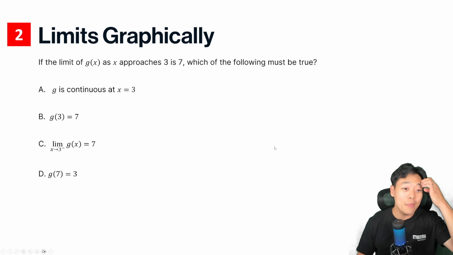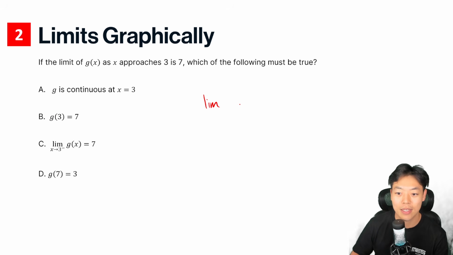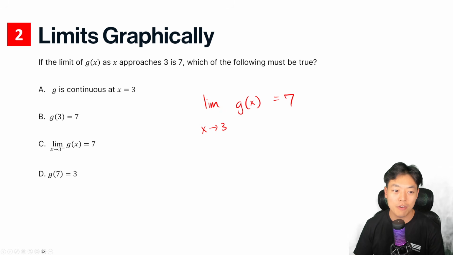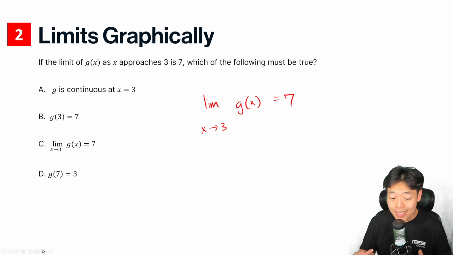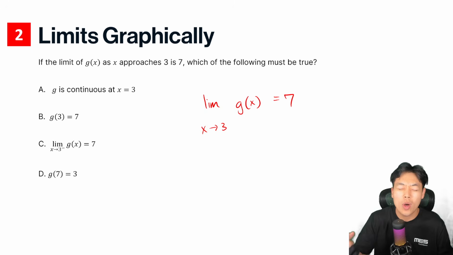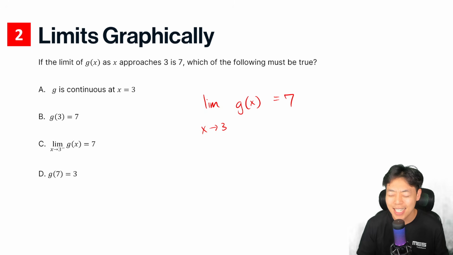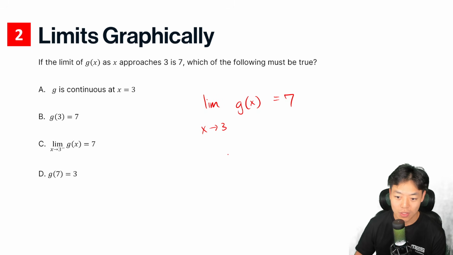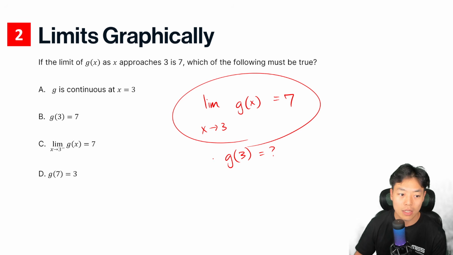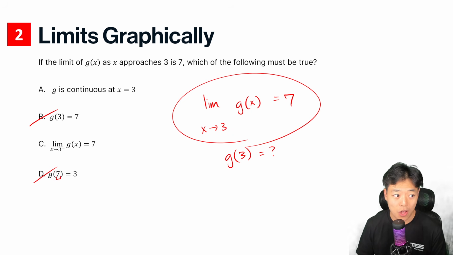One more. If the limit of g of x, let's write this down. If the limit of g of x as x approaches 3 is equal to 7, which of the following must be true? Well, the limit, again, only tells us about the approach, what the function is approaching. It does not tell us information about what the function value actually is at x equals 3. We do not know what this is based off of what we're given. So B doesn't necessarily have to be true.